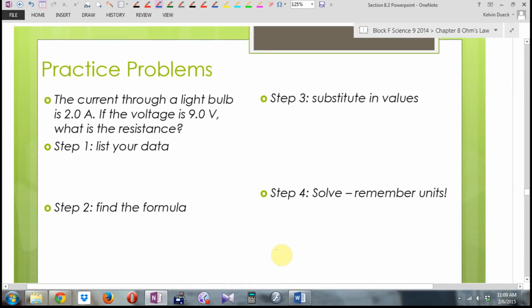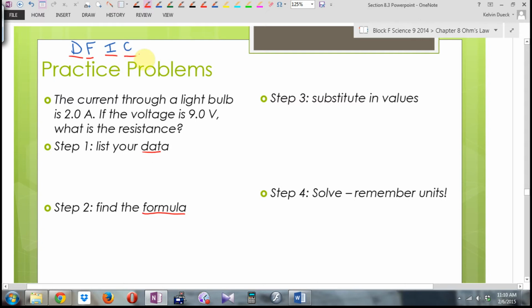Practice problems. You ready? In physics, I teach my students an acronym that I call DFIC. And DFIC stands for, you can write this down if you want, or you can just watch. The D stands for list your data, step 1. The F stands for find a formula, step 2. The I stands for insert or substitute values. And the C stands for crunch the numbers, crunch the answer.